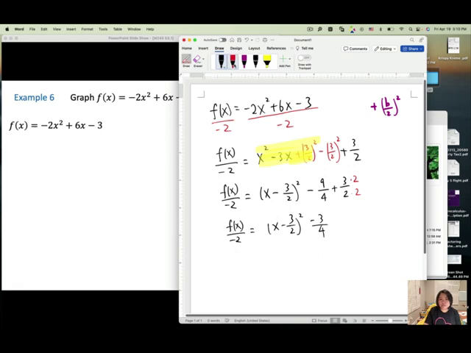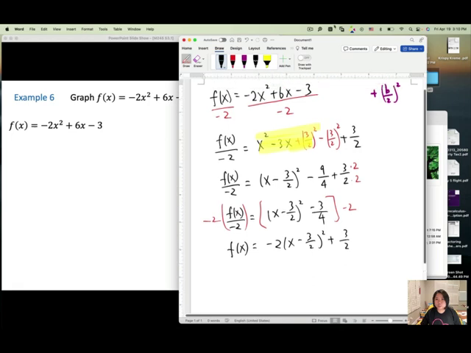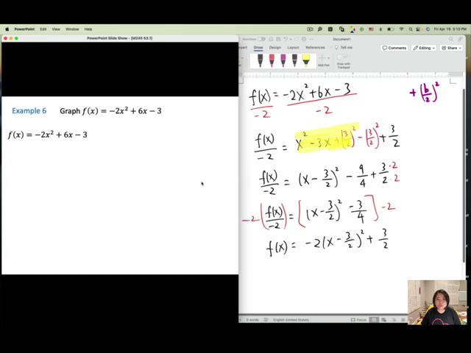We still have the negative 2 here. Make sure at the end you multiply the negative 2 through both sides. So keeping the f of x, and then I have negative 2 times (x minus 3 over 2) squared. Negative becomes positive, cancel out, so plus 3 over 2. Okay? So this is how I do the completing the square method. You could look at the solution, which is a little bit different from mine, but we're going to get the same answer.